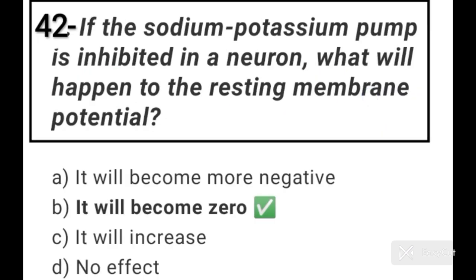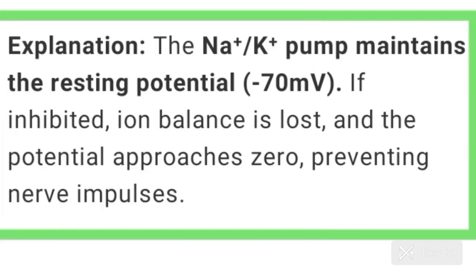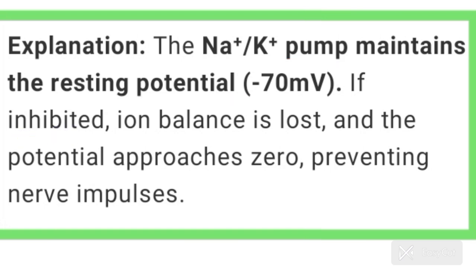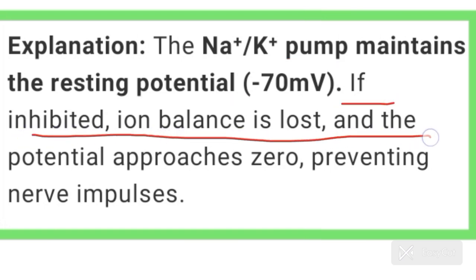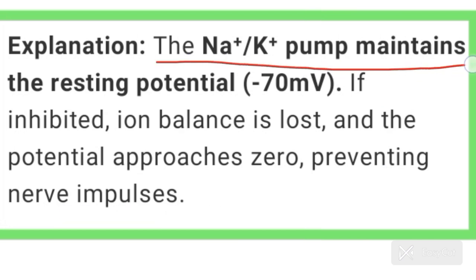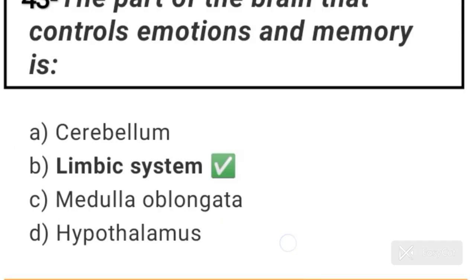Question number 42. If the sodium-potassium pump is inhibited in a neuron, what will happen to the resting membrane potential? So, in this case, resting membrane potential becomes 0. The sodium-potassium pump maintains the resting potential. Resting potential is minus 70 millivolt. If inhibited, ion balance is lost and the potential approaches 0, preventing nerve impulses.